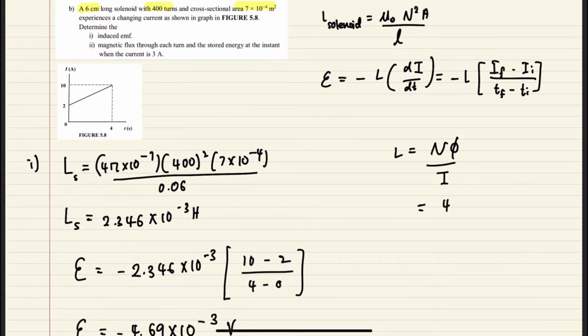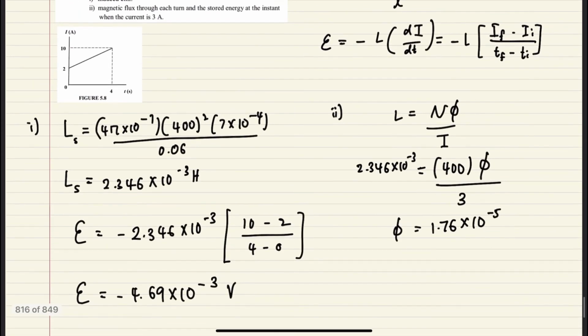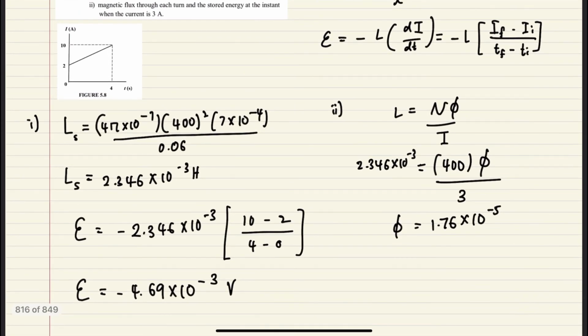So N is 400. L we already have 2.3. Flux we want to find. Current is equals to 3. So flux here is 1.76. Okay. And then the last question they want to find the stored energy. So stored energy is U equals to half L i squared.